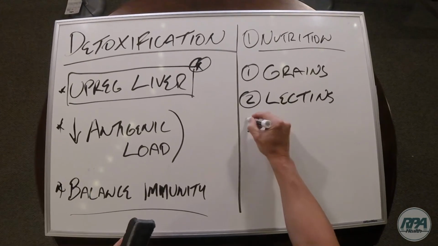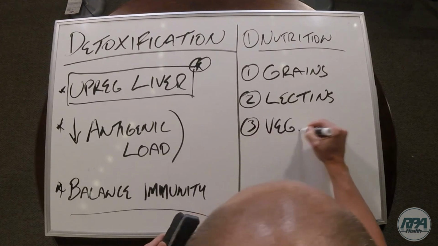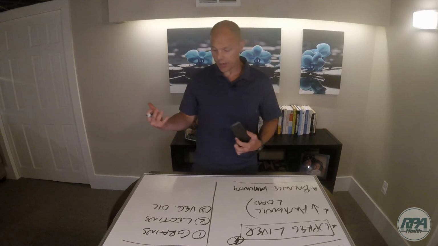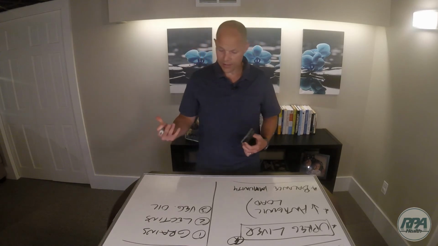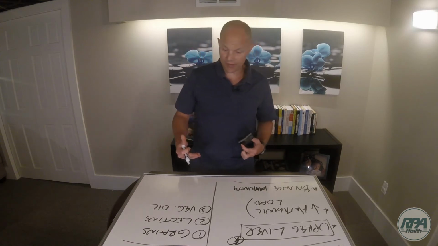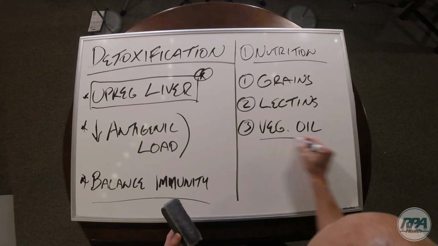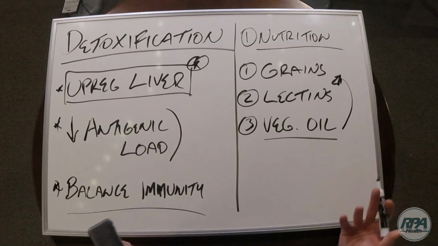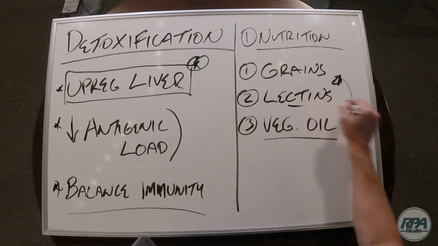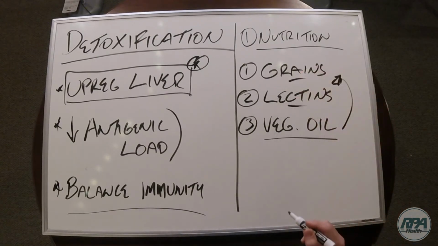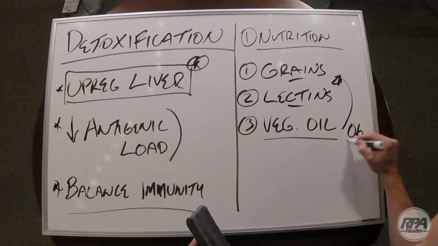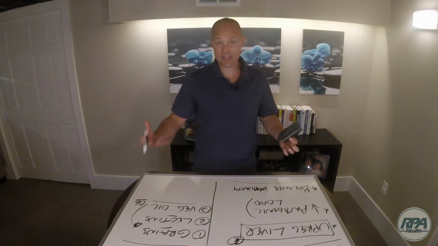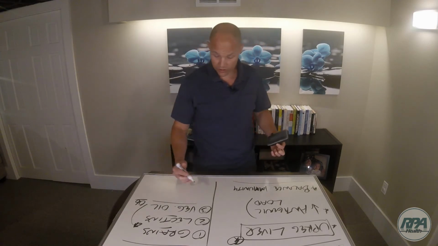And then number three here is going to be vegetable oils. So we're looking at corn oil, canola oil, safflower oil, vegetable oil. These right here are just the squeezed seeds of these grains. So it's a seed that's squeezed, again, lectins, they're a grain, and they're high in, for another thing, omega-6s, so they're pro-inflammatory. All right, so that creates toxicity, and it creates systemic stress.